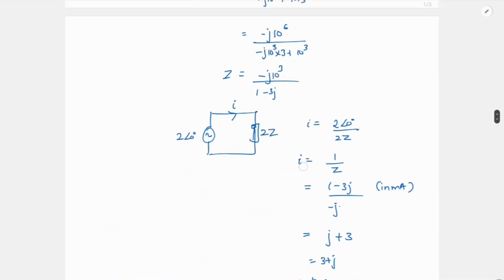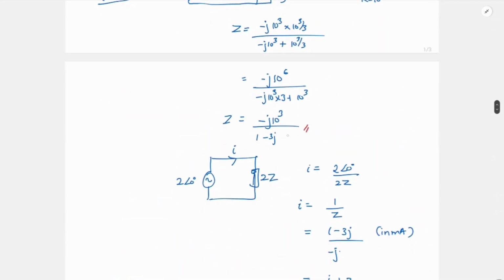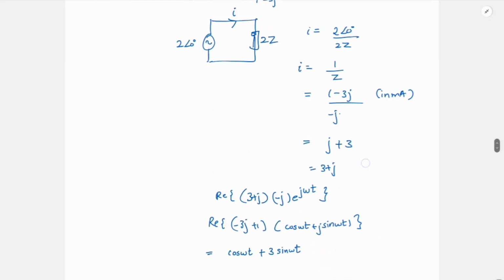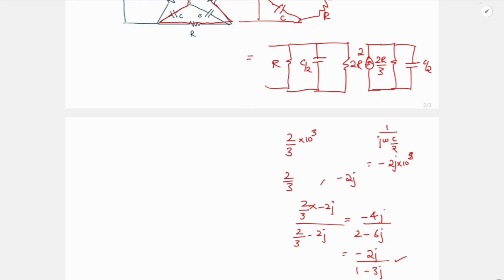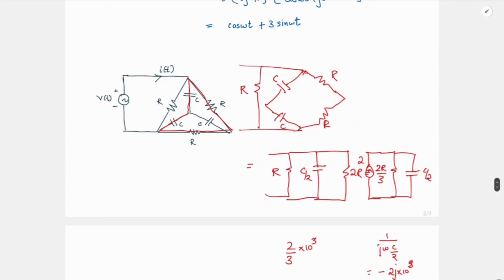So what was our z previously? It is minus j by (1 minus 3j). But the effective z itself was 2 times z, so it is minus 2j by (1 minus 3j). So here also we are getting the same thing, right? So from here the equations and steps are going to be the same. This is how you can also arrive at the answer without the delta-star transformation.